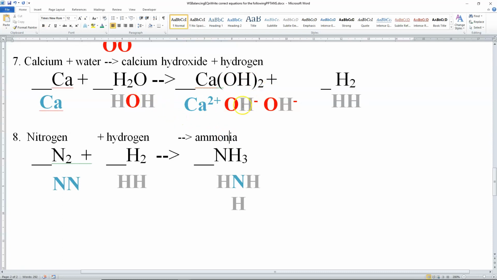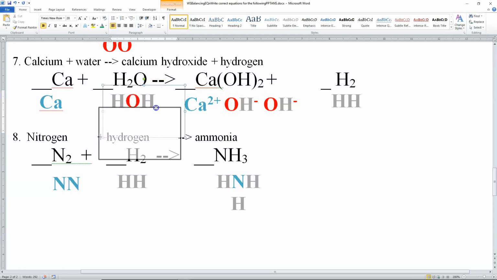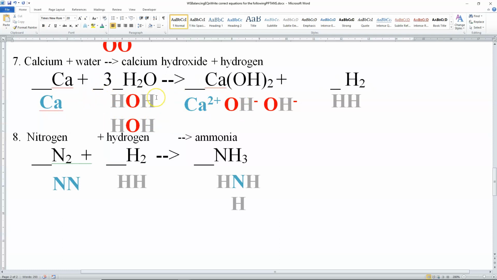Looking at this, I can see on the right I have 2 oxygens, so on the left I also have to have 2 oxygens. If I look at my equation now, oxygen's balanced by putting a 2 there. There's 1 calcium on each side, and there's 1, 2, 3, 4 hydrogens on the left, 1, 2, 3, 4 hydrogens on the right, so it's balanced.